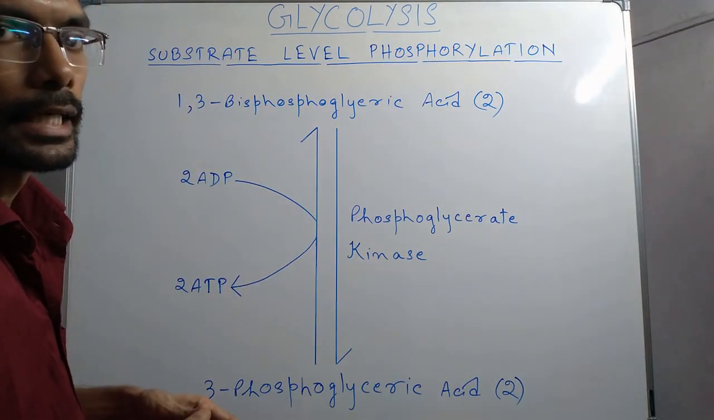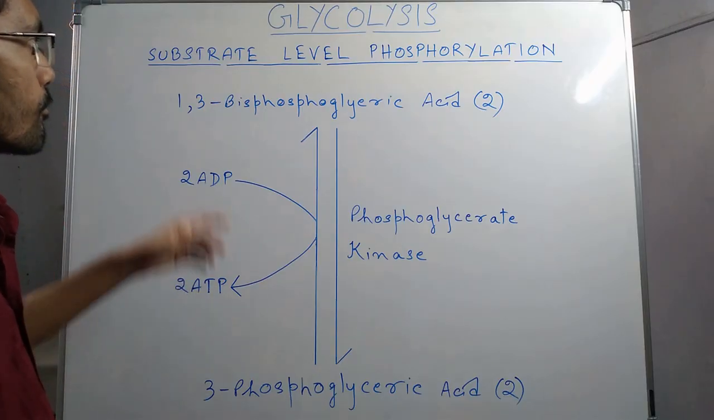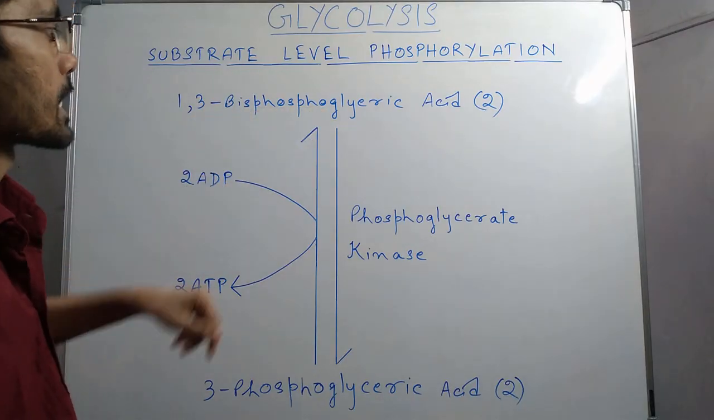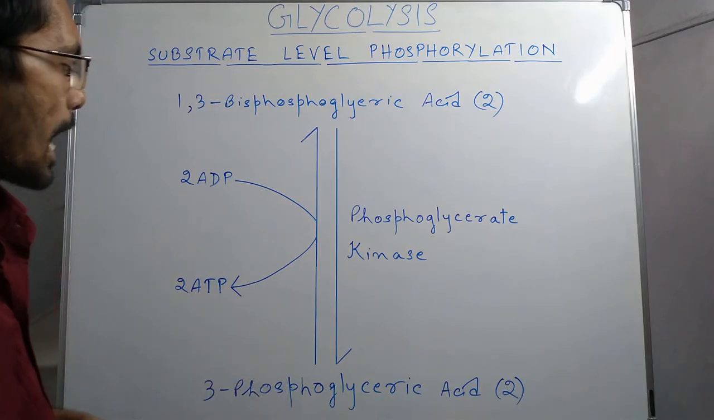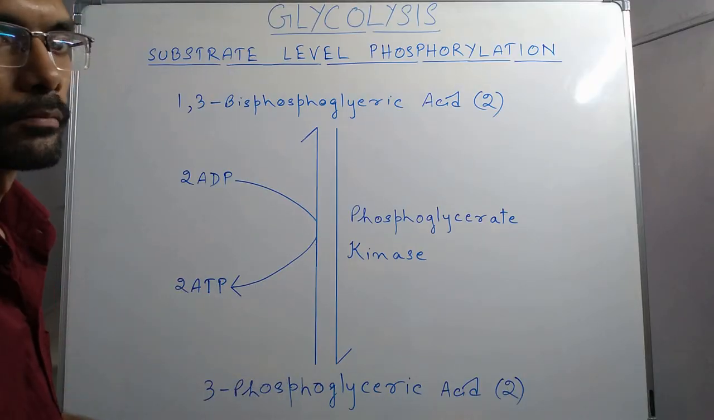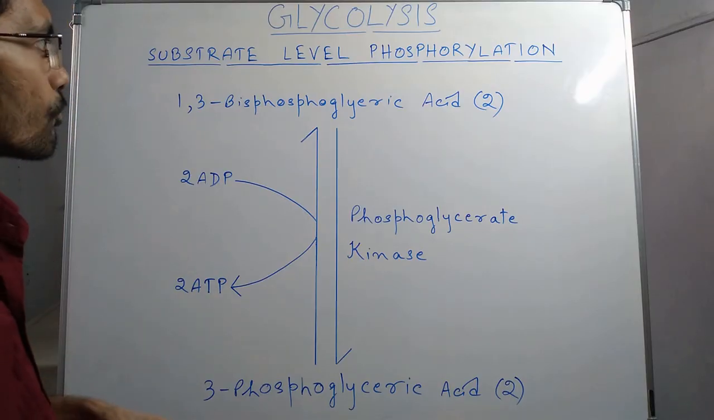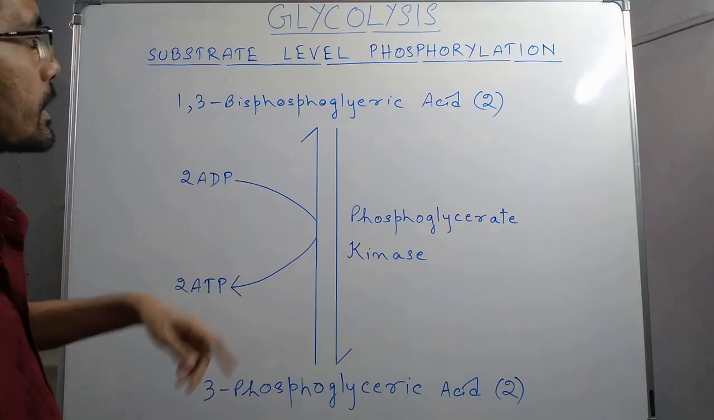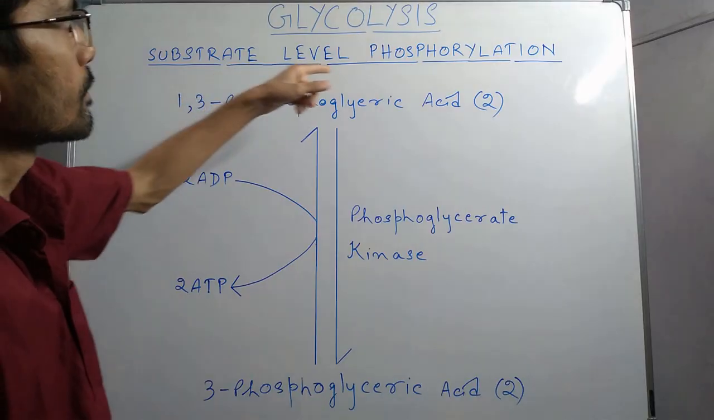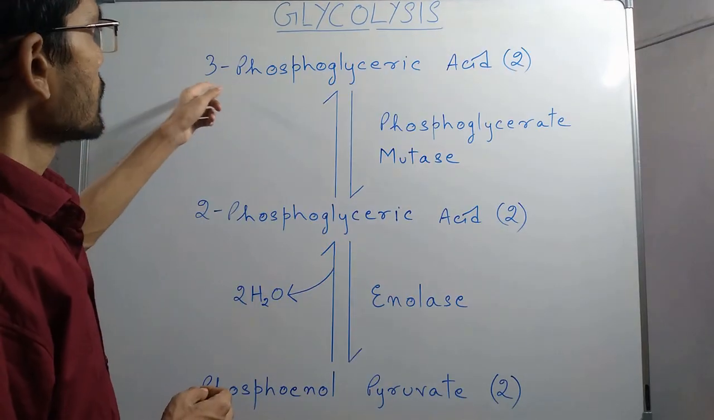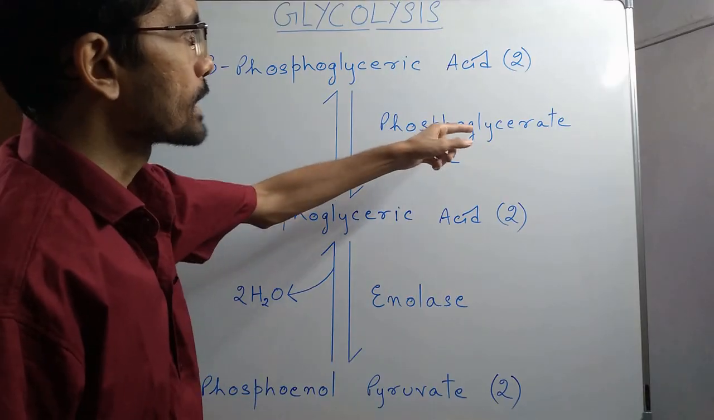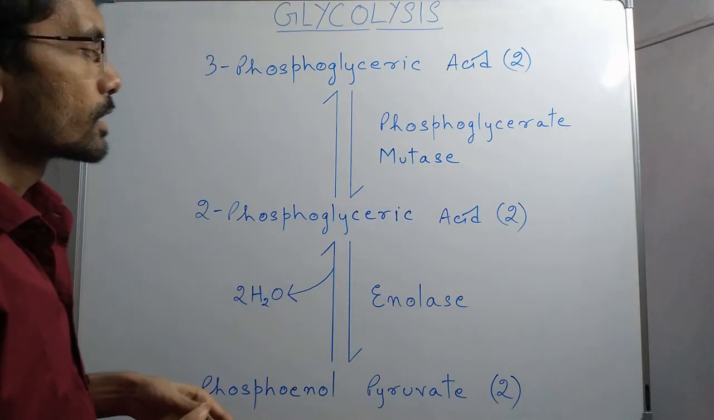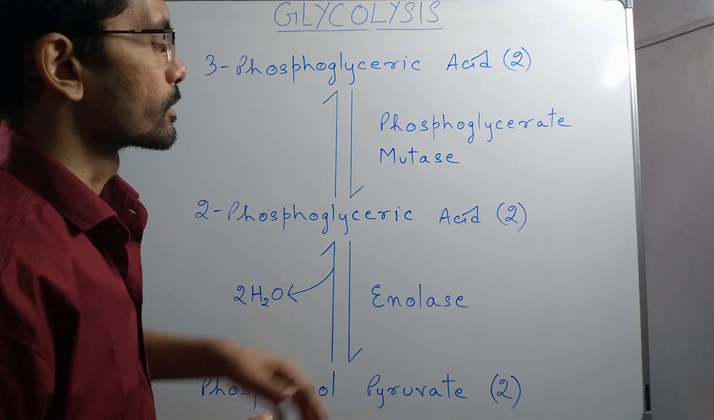Phosphoglycerate kinase then transfers a phosphate group from 1,3-bisphosphoglyceric acid to ADP, forming 3-phosphoglyceric acid and a molecule of ATP. Since this ATP is formed directly from the substrate, this step is called substrate level phosphorylation. 3-phosphoglyceric acid is then acted upon by phosphoglycerate mutase, which forms 2-phosphoglyceric acid.